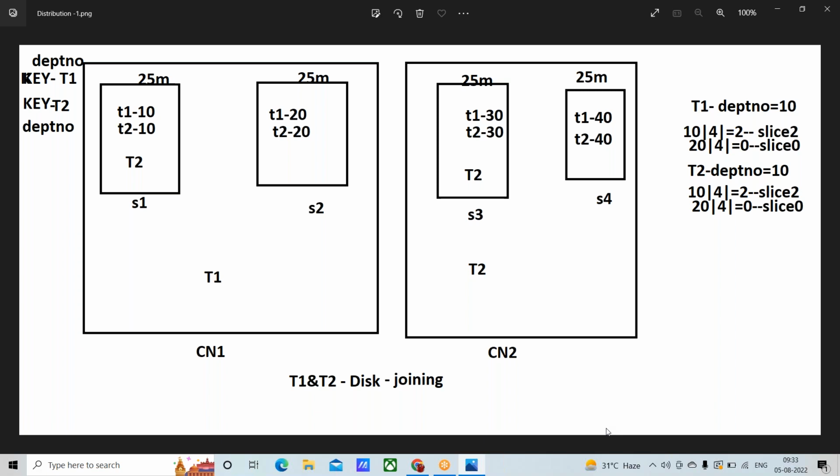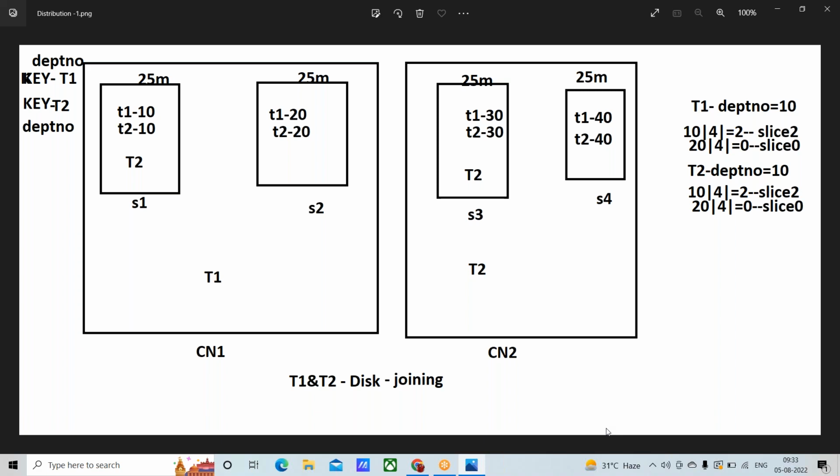So in order to match, to keep the same values in the same place, what will Redshift do? Matching means defining the joining column as the distribution key. Then only it will match. Suppose department number 10 of the employee table is in node 1 and department number 10 of the department table is in node 2.